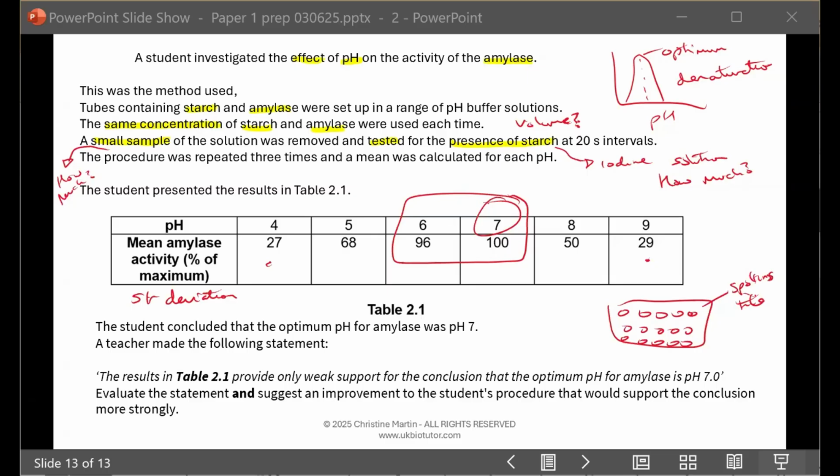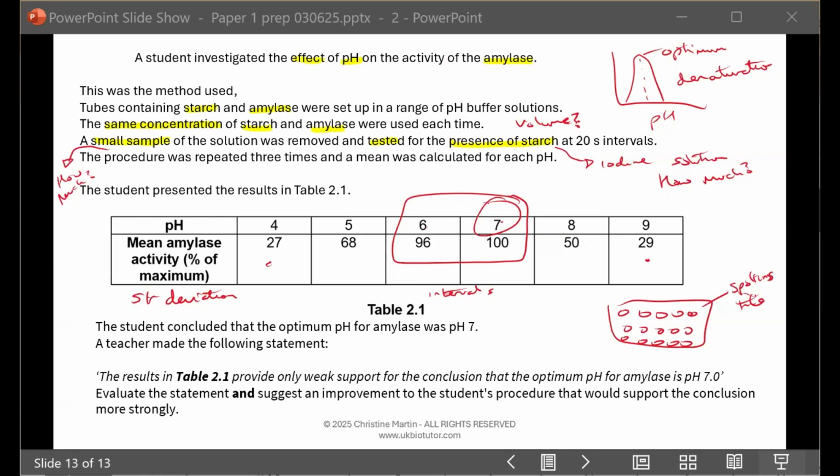So I don't know about the standard deviation, so I don't know if 6 or 7 is actually the true optimum. So I would probably want to do small intervals between the two. Oh, look, and there it goes. So the student concluded that the optimum pH for the amylase was pH 7.